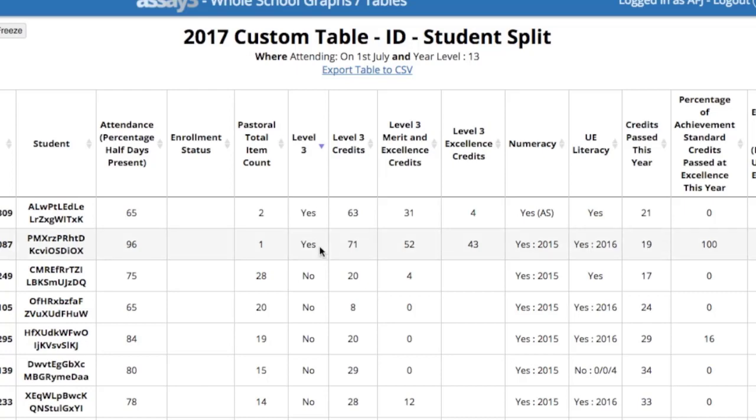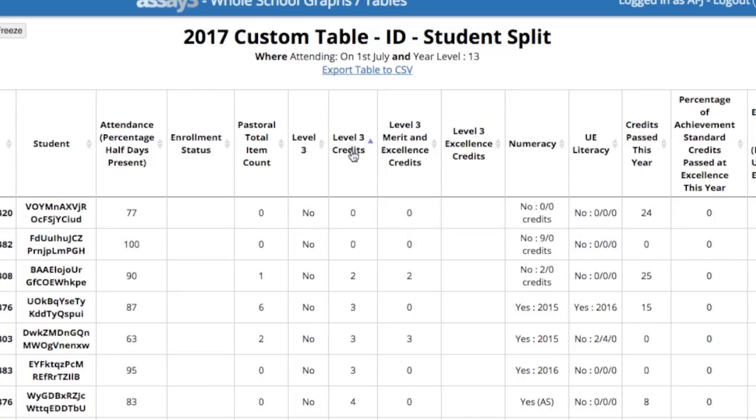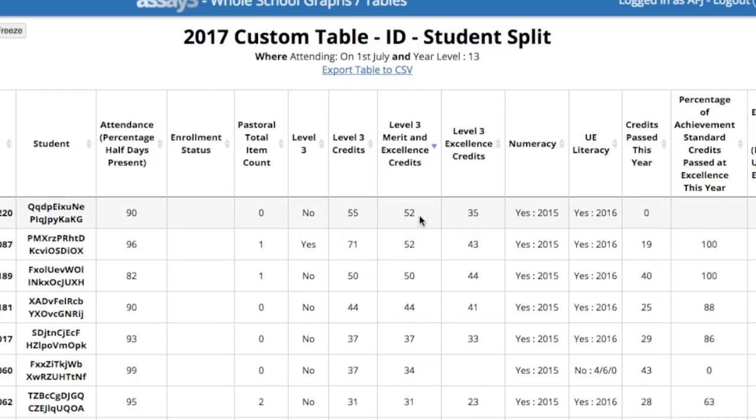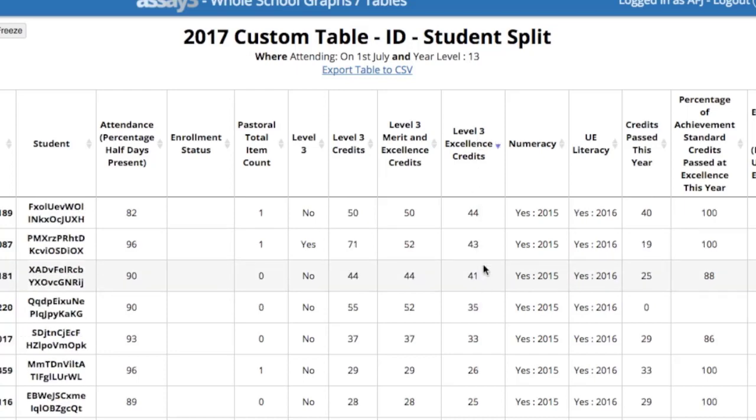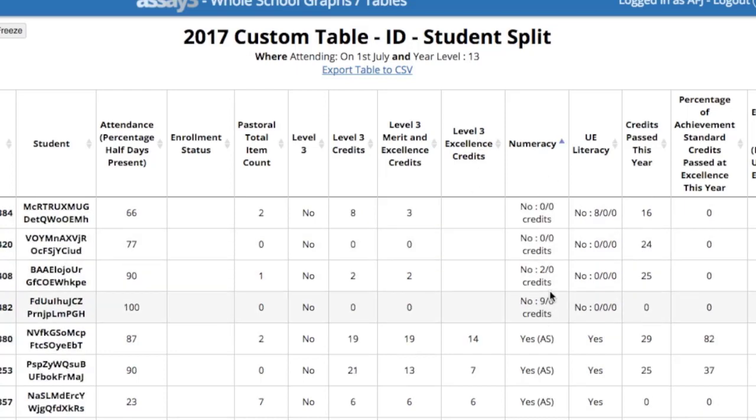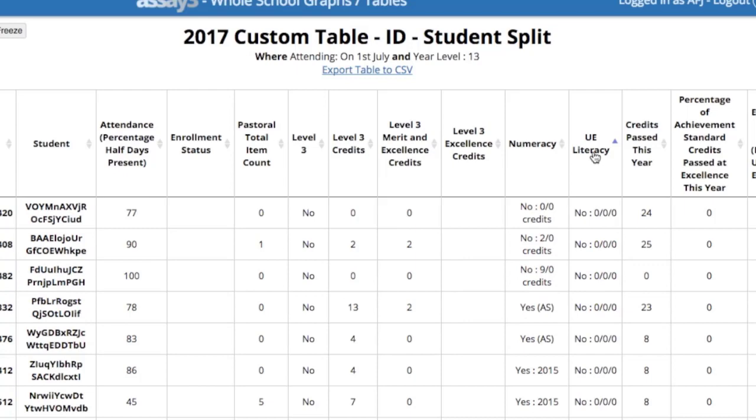the number of credits that students are sitting on for their level 3, their merit and excellence credits combined, so we can see who's got a merit endorsement or is close to it, and same with the excellence credits. We can see if there's any students that don't yet have numeracy and don't have UE literacy.